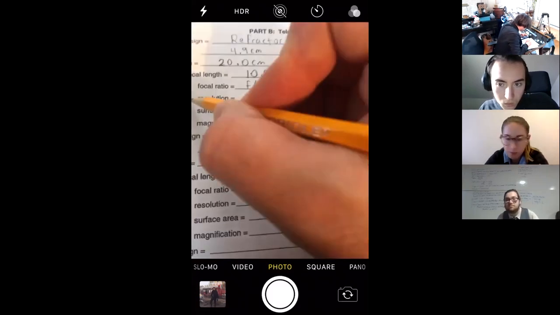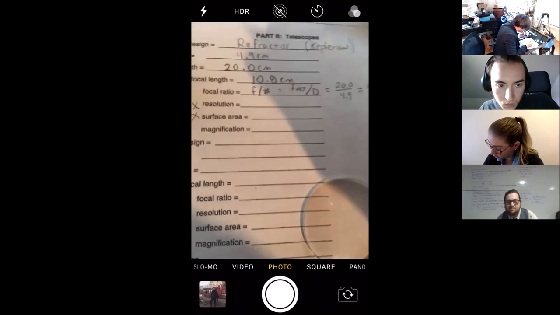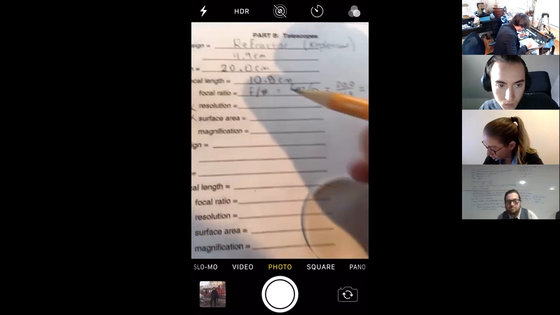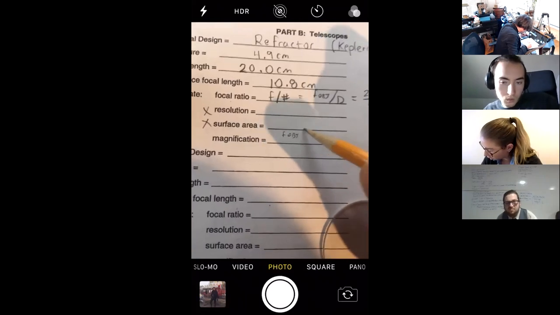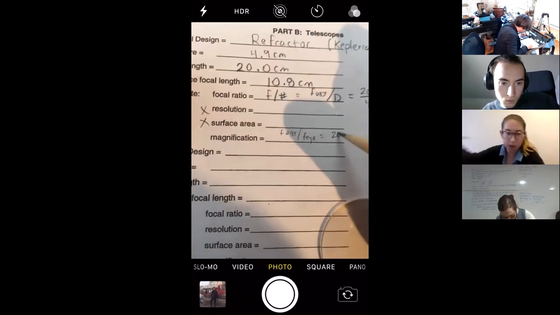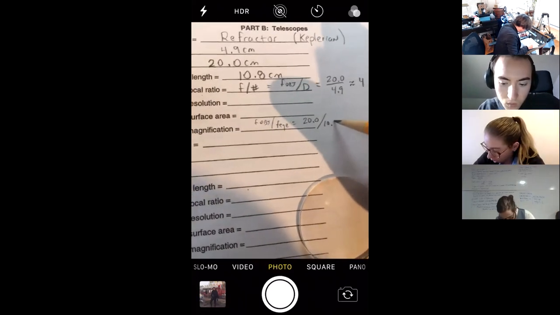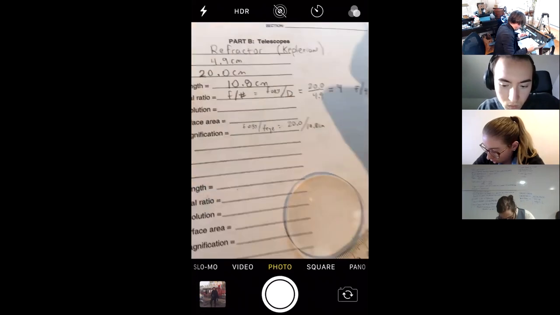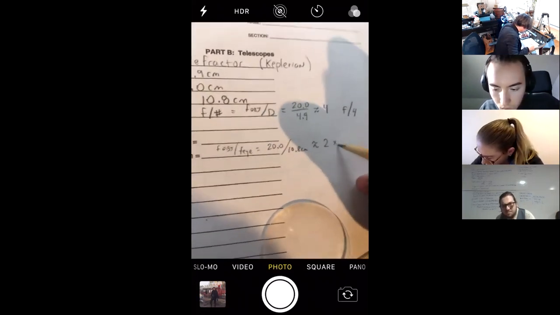The resolution we're going to skip. I'm going to cover that in Wednesday's lecture. The surface area doesn't interest me. The magnification does. The magnification is the focal length of the objective over the focal length of the eyepiece, which is a ratio of 20.0 divided by 10.8 centimeters. So it's not exactly, but it's pretty darn close to 2 times magnification.